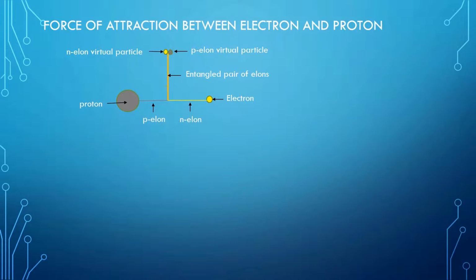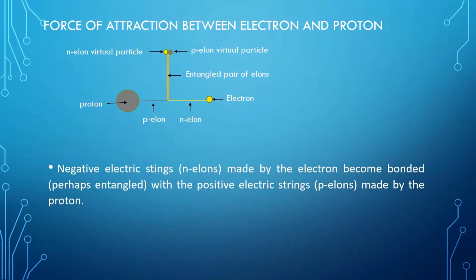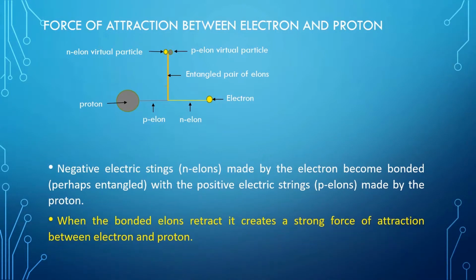A force of attraction is created between electron and proton when the complementary strings bond, then retract back to their sources. Perhaps bonding is due to some form of entanglement between complementary strings. Negative electric strings, that is, the anilons, made by the electron become bonded, as I said, perhaps entangled, with the positive electric strings, the p-elons, made by the proton. When the bonded elons retract, it creates a strong force of attraction between electron and proton. It is this force of attraction that keeps the electron in orbit about the proton.